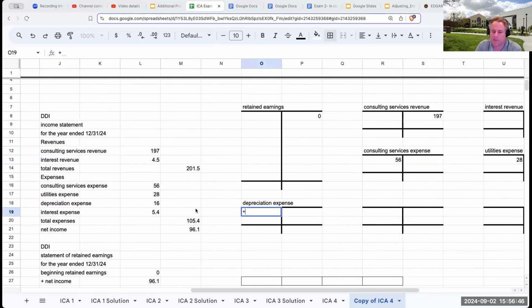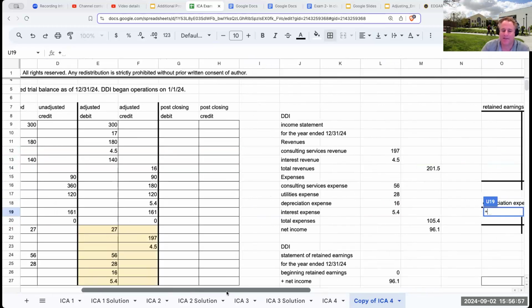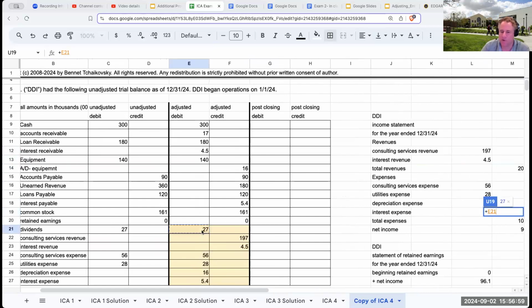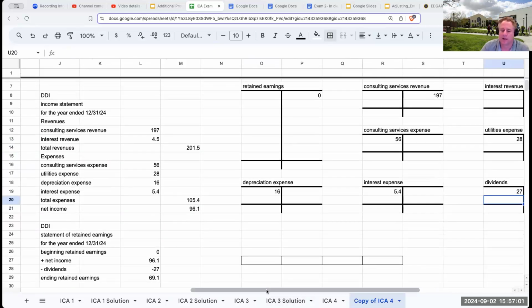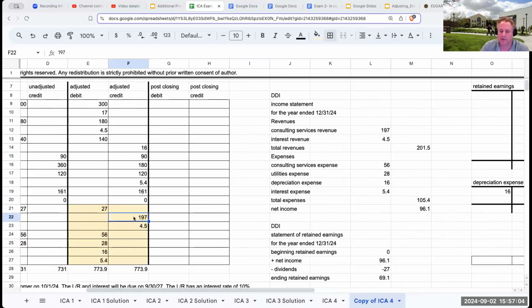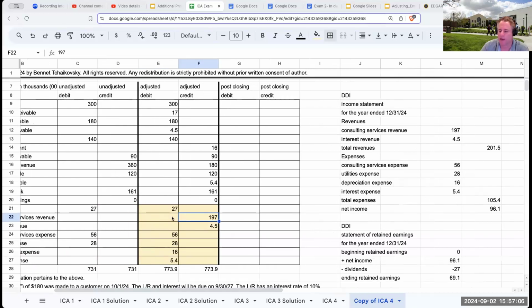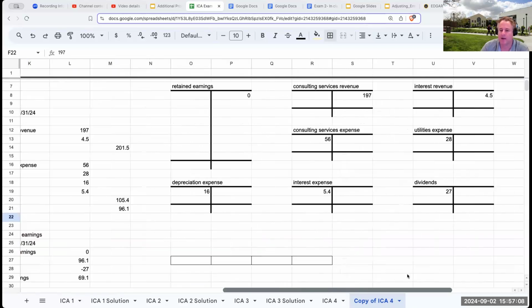Depreciation expense had a balance of 16. Interest expense had a balance of 5.4. Now, the one I left out was dividends. My dividends had a debit balance of 27. So again, if I look here at the trial balance, the revenue accounts have credits. Everything else has a debit balance.